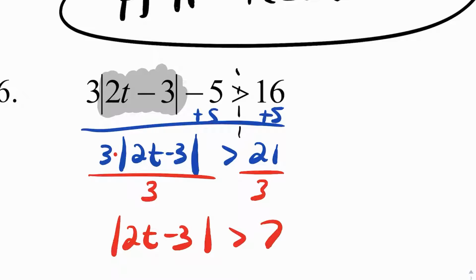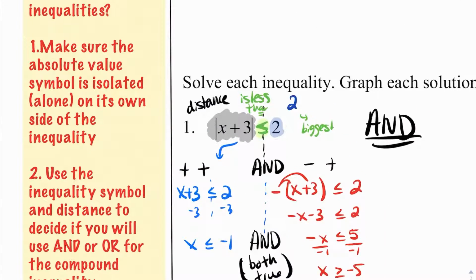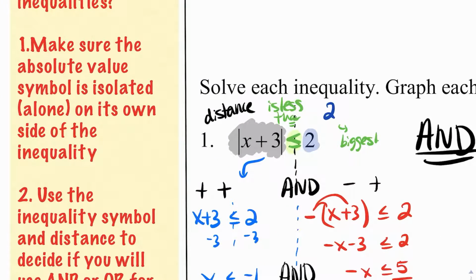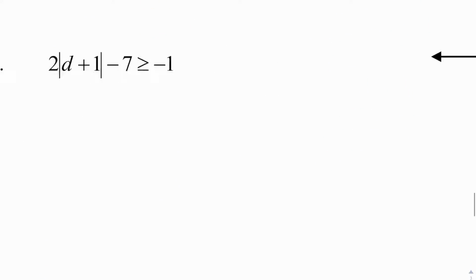Now the absolute value is isolated, so I can pick back up at where I started. Now you might want to go back to your list of steps and add, make sure it's isolated on its own. If not, you need to get it isolated. That's our first step then. So down here, once it is isolated, we just pick up from where we left off.